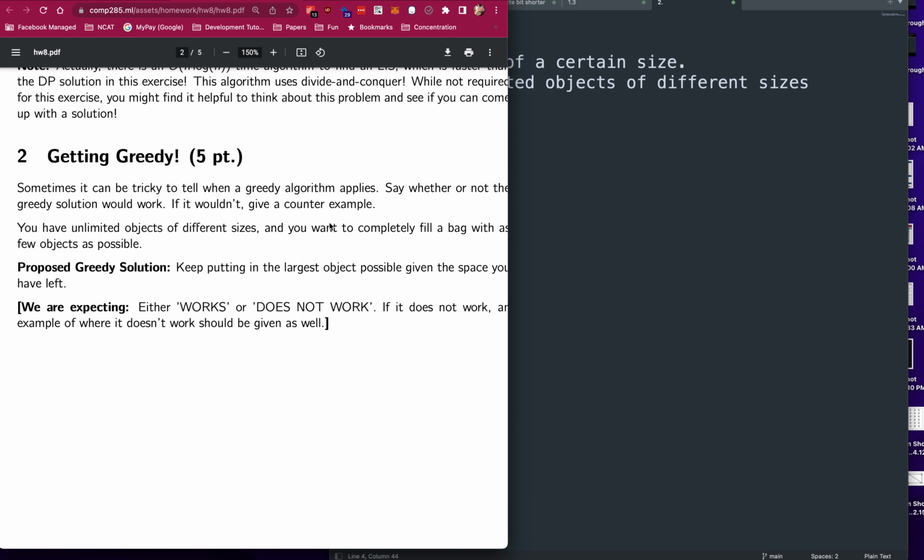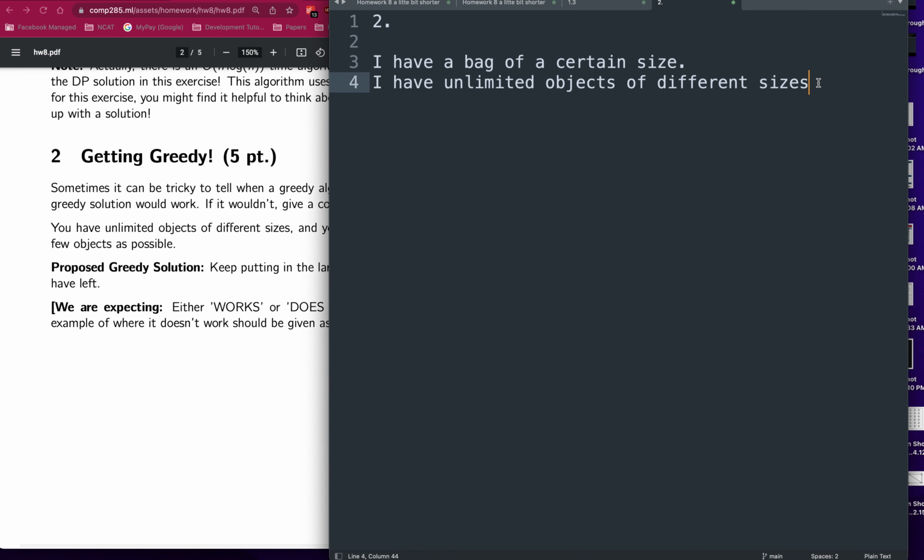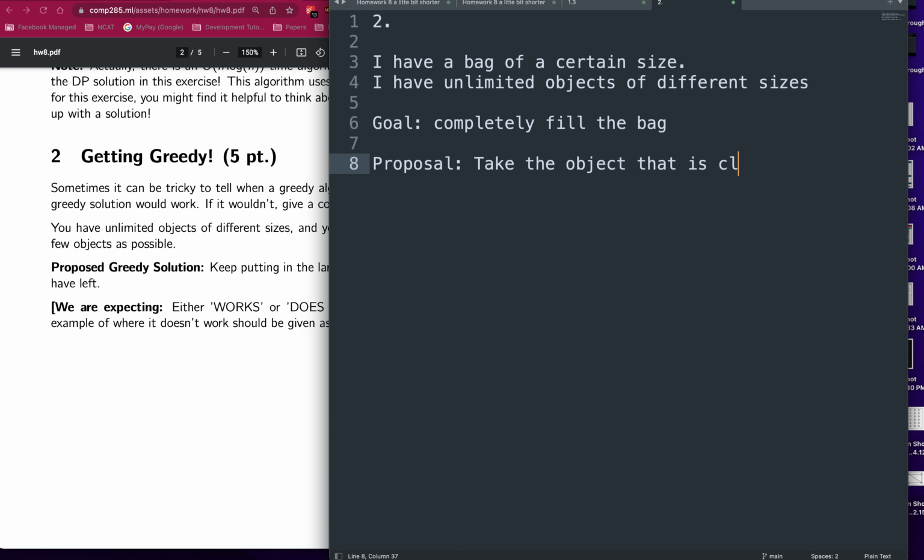Okay, so now we're talking about sizes, not weights. These are sizes. My goal is to completely fill the bag. Like, have as much of the volume taken up by the objects, right? And the proposal is take the object that is closest to completely filling up the bag first, and then repeat. Like look over all the objects, take the one that fills up the bag the most, even if not completely, that still fits inside, but doesn't fully fill it. And then keep going.